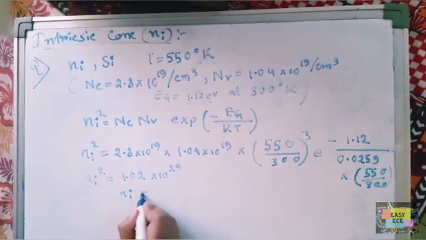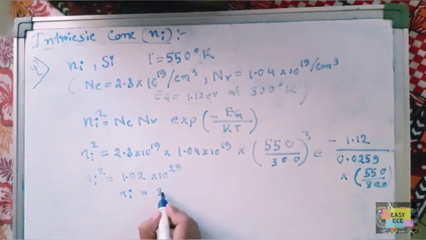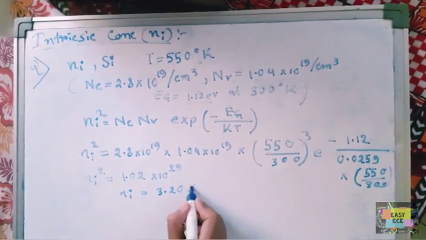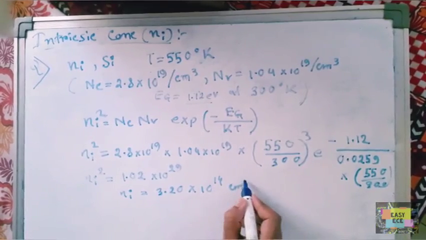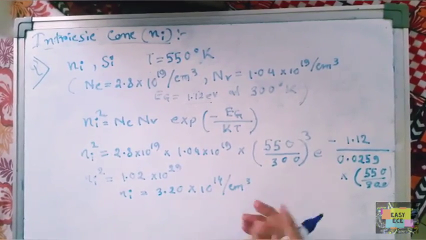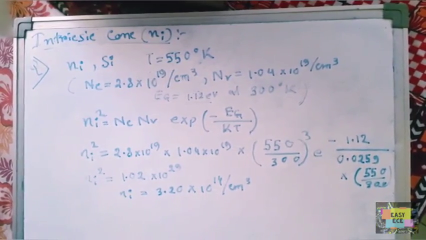Then take the square root, which becomes 3.20 × 10^14 per centimeter cube. So this is the answer of this question. In the next video, we will discuss the diffusion or Einstein equations. Up to here, intrinsic concentration is ended.